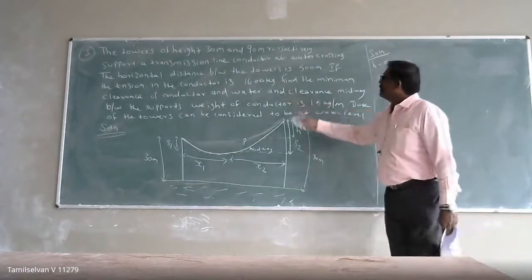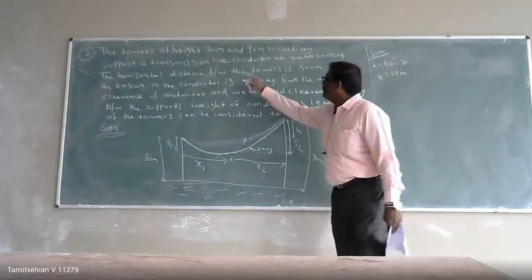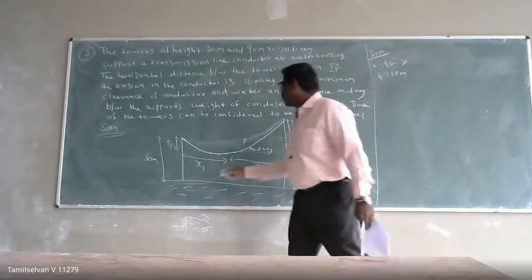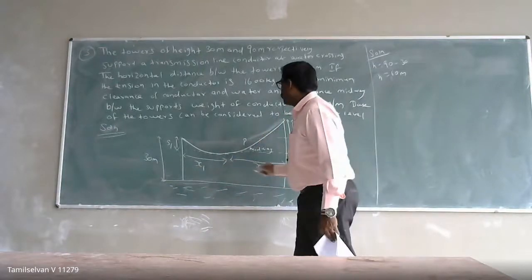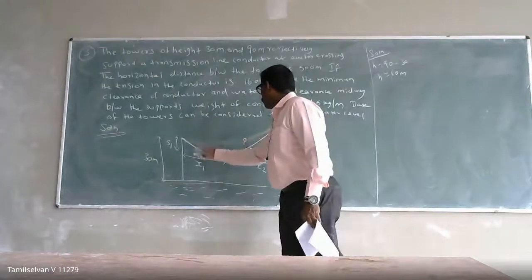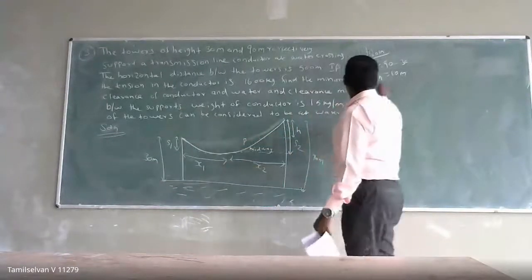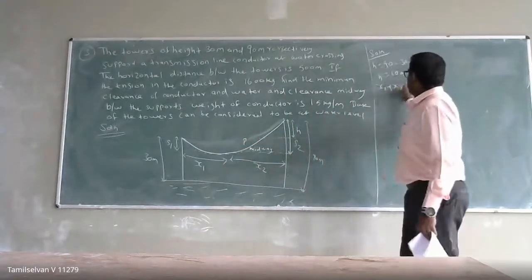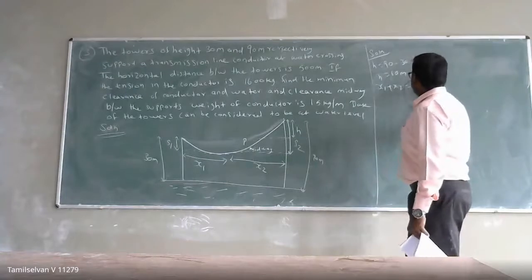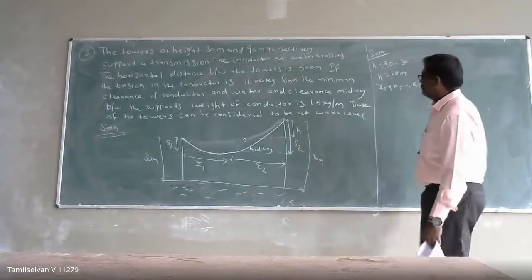And they given the horizontal distance between the conductor towers, which is x1 plus x2. So x1 plus x2 is equal to 500 meter. That is the span length.